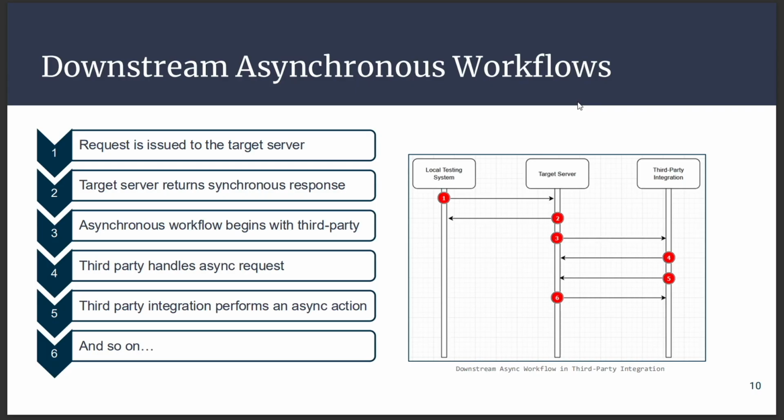So if we were to go through a scenario like this, we would kick off our initial payload in step 1. The target server that we're testing would reach out in step 2, and it'd just be an immediate response because this is an async workflow, and that workflow doesn't change the initial response back from the service we're testing. But then at some point in time later, it reaches out to its third party, and then that third party responds, and maybe even more stuff happens.